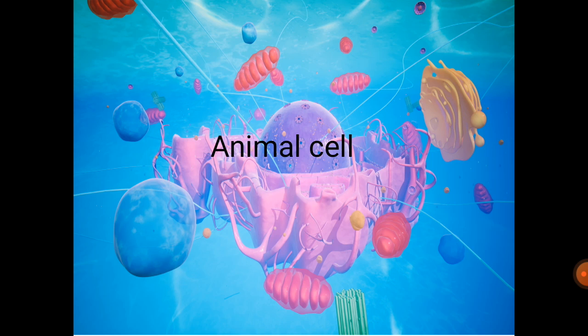phagocytosis, cell eating, or pinocytosis, cell drinking, to occur. Animal cells differ from plant cells in that they do not have chloroplasts and have many smaller vacuoles instead of the large central vacuole.